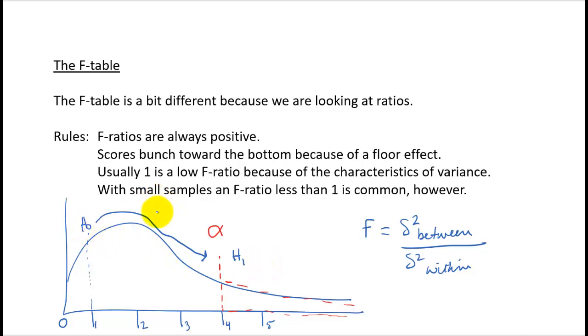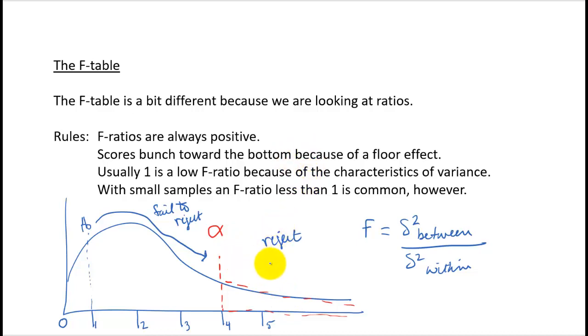So we fail to reject when our sample's F score is less than our alpha, and if it's greater than our alpha, then we reject the null. Okay? And I'm going to erase this just for the sake of clarity.